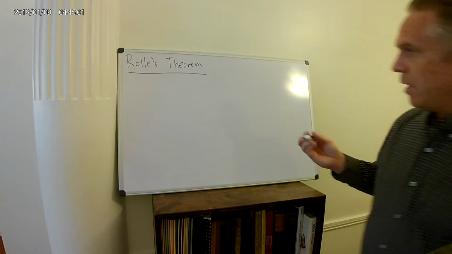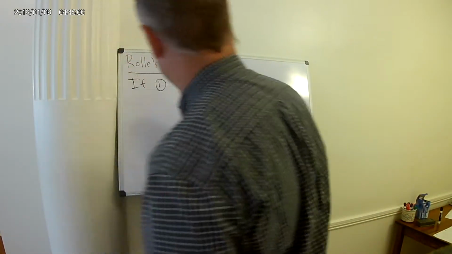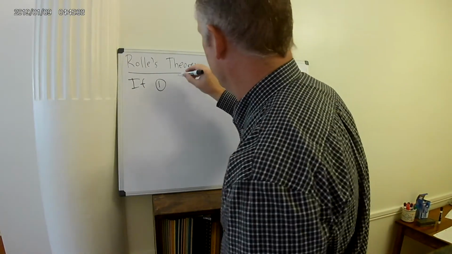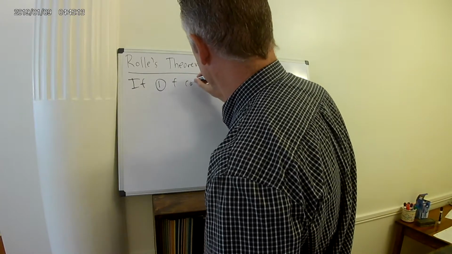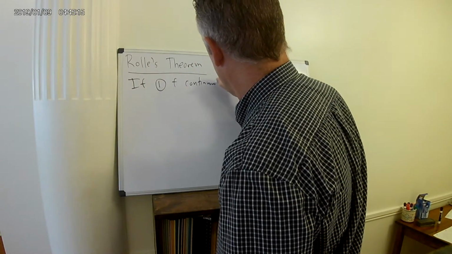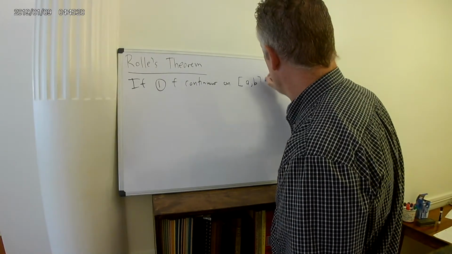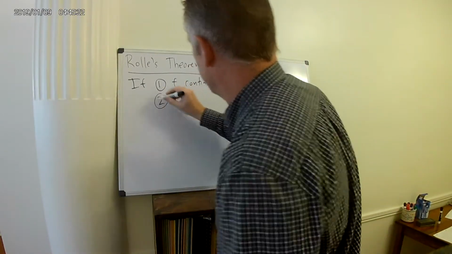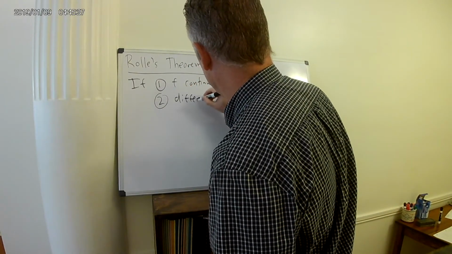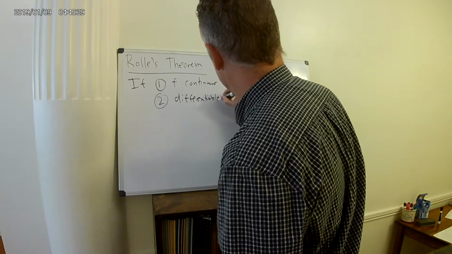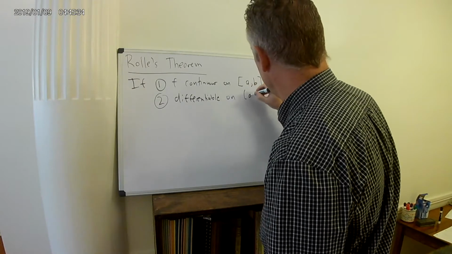Okay, what Rolle's theorem says is, and there's three conditions of this. If you have some function f which is continuous, so f is continuous on the closed interval [a, b], and f is differentiable. So we have some function f. It must be continuous on the closed interval [a, b], differentiable on the open interval (a, b).